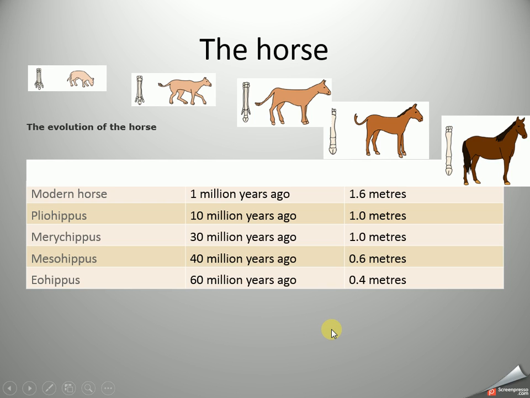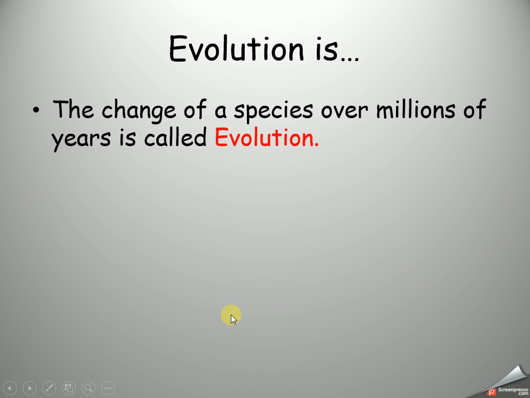Now you may be thinking, hang on a second, some smaller horses, bigger horses, is that it? Well, pretty much, yeah, but that change took, like I said before, 20 million years to go 20 centimeters, and that's 2/3 of a ruler, over 20 million years. So there we go. Evolution is the change of a species over millions of years, and that is what it is, the change of a species.